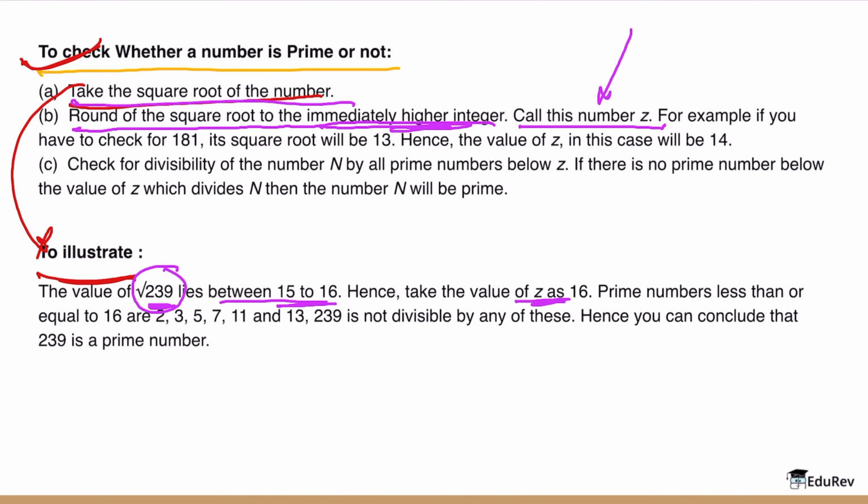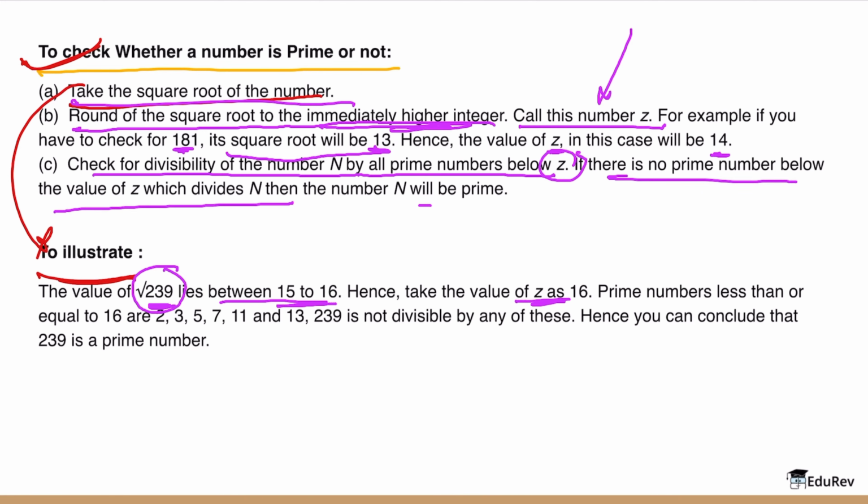Now, for example, if you have to check for 181, they have given the example itself. The square root of it is going to be 13-point-something, so z is going to be 14, because you need to take the immediate higher integer. Now check for divisibility of number n by all prime numbers below that number z. If there is no prime number below the value of z which divides n, then the number is a prime number.